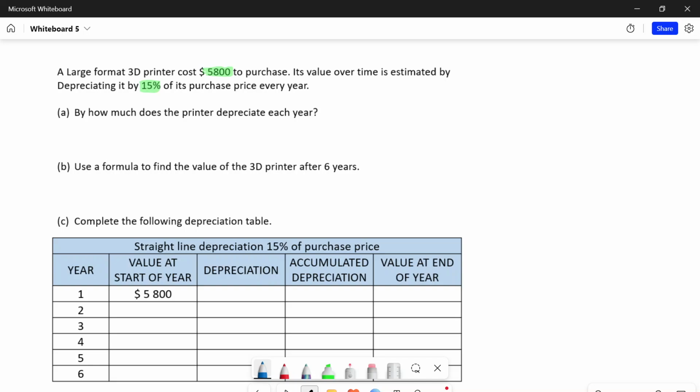Okay, General Maths students, welcome to the first video on depreciation. In this video, we're going to study straight line method depreciation.